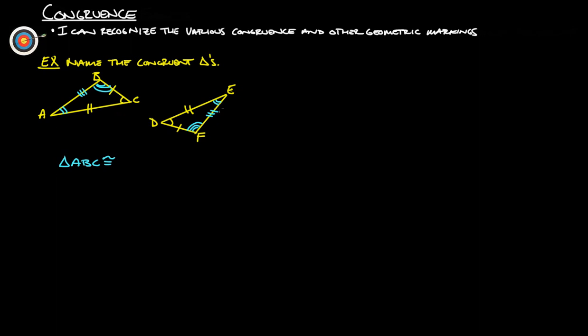So A is the same thing as E, so we've got to start with E. We've got to also put the triangle symbol in there, triangle E. And then let's see, B is the triple one, so that's F, so E, and then F, and then C is the single one here. So D is the single one over there. So triangle ABC is congruent to triangle EFD.